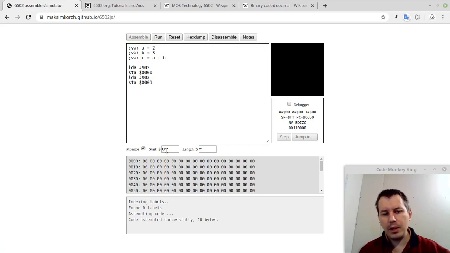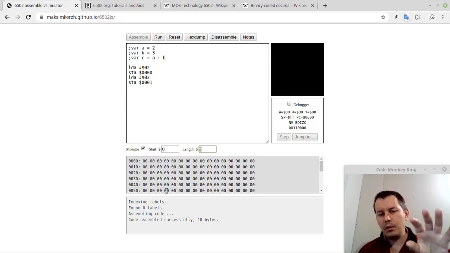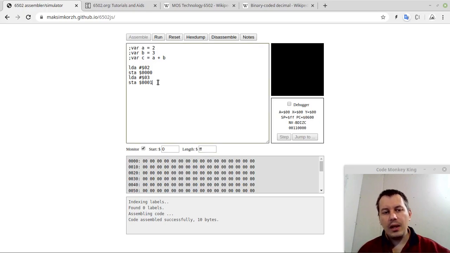So we have the random access memory starting from 0, and this is the length of how many bytes we can see. You can change this, and this as well, if you want to inspect a different part of the memory. So now let's turn on the debugger to see what happens exactly. In step 1, the very first thing, we just loaded the value of 2 to the accumulator register. It's probably time to say that we have 3 general purpose registers.